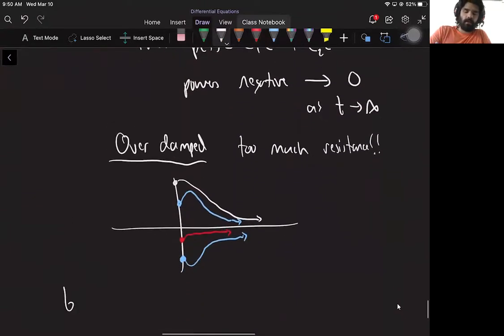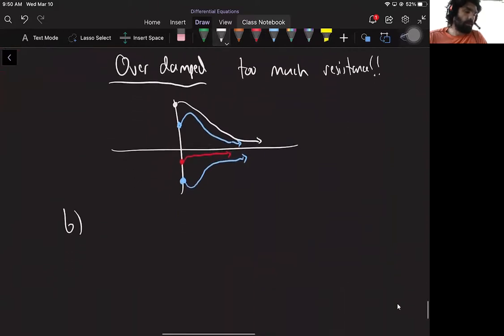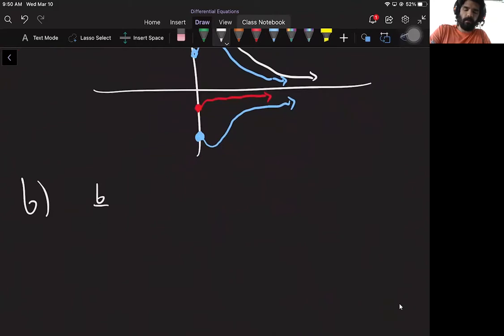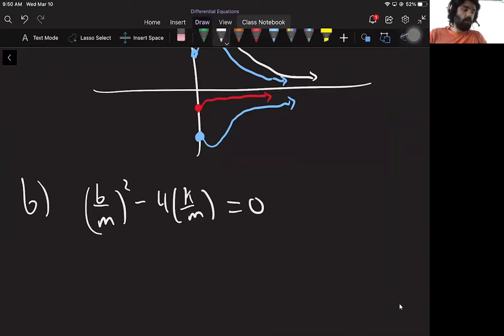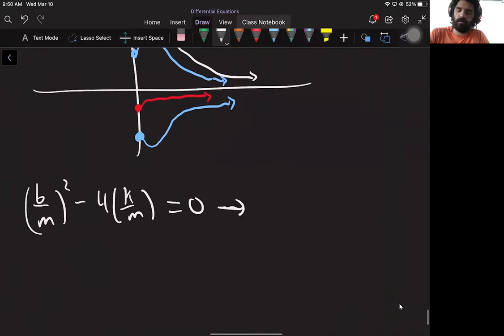Okay, so the next case is that it equals exactly 0. So if you end up with the inside of the square root being exactly 0, we didn't have an example of this one today, then what's going to happen is you're going to have a repeated root.